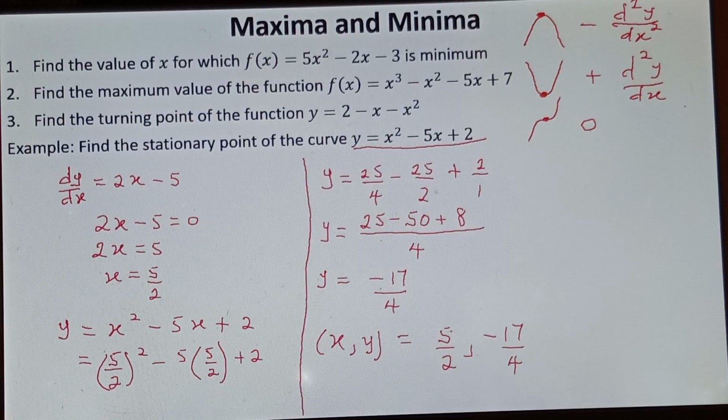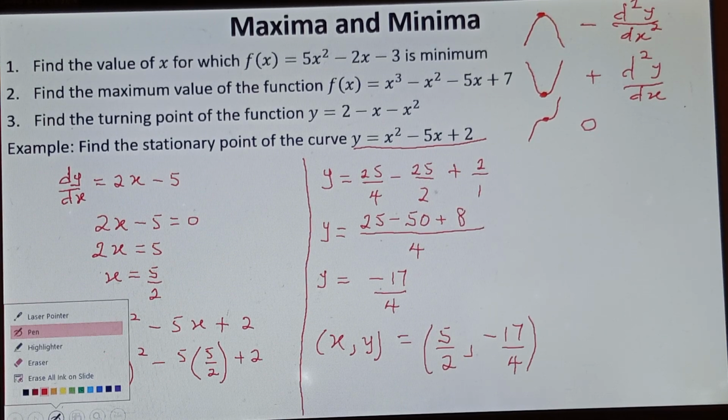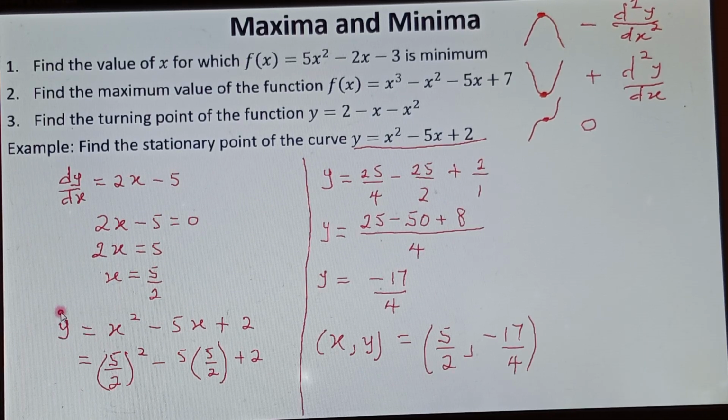So I'll go through it again. Okay. So what we do when we're looking for a stationary point is that we differentiate, set our dy/dx equal to 0, get the value of x, that's what we've done here, and then if we're looking for a stationary point or a turning point, that's a maximum point or a minimum point, we'll substitute that value of x into our y so that we get the value of y, and then we say x comma y is the point. So the dy/dx is 2x minus 5.